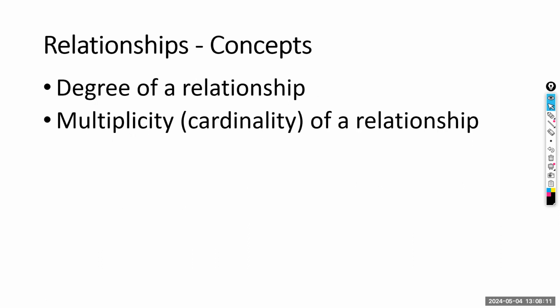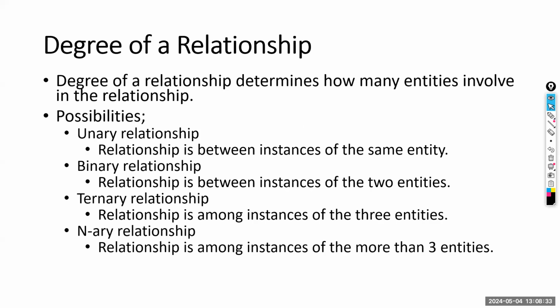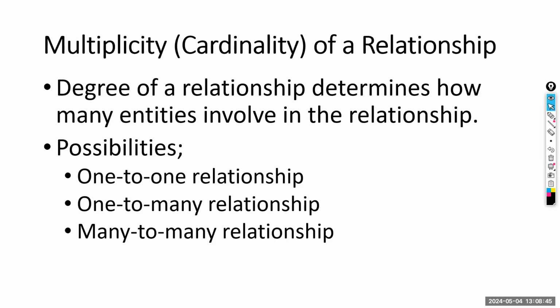Again, your foreign key can be a simple key or a composite key. Because if the related table has a composite key, of course your foreign key can also be composite. Then we look at the degree of a relationship and the cardinality or multiplicity of a relationship. So unary, binary, ternary, quaternary, n-ary. Multiplicity or cardinality can be one to many, one to one, many to many.